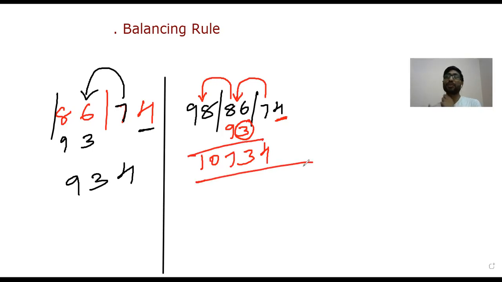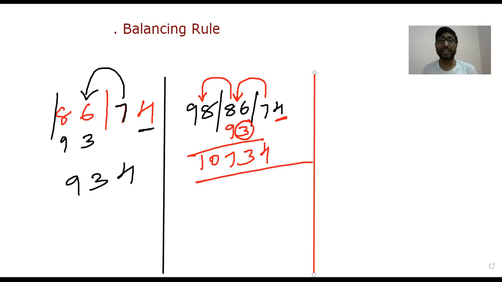So don't get confused. Don't worry about it. This is just for understanding in the class, it's a workshop. Just to help you understand more, I'm giving you this problem. You will get the clarity when you're really applying the balancing rule. Okay, balancing rule. This is just an introduction.